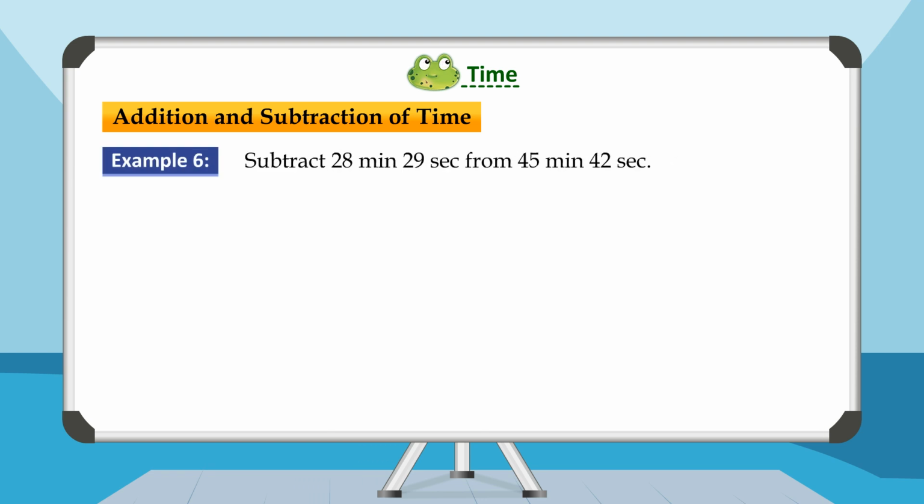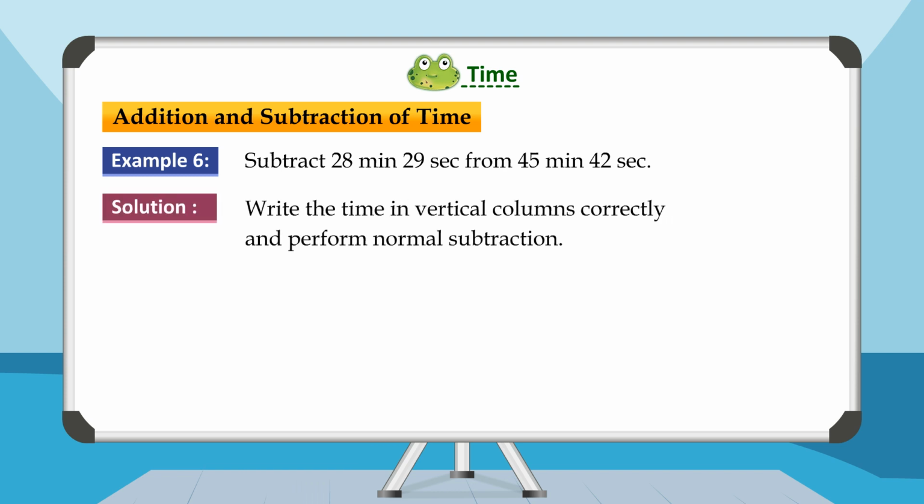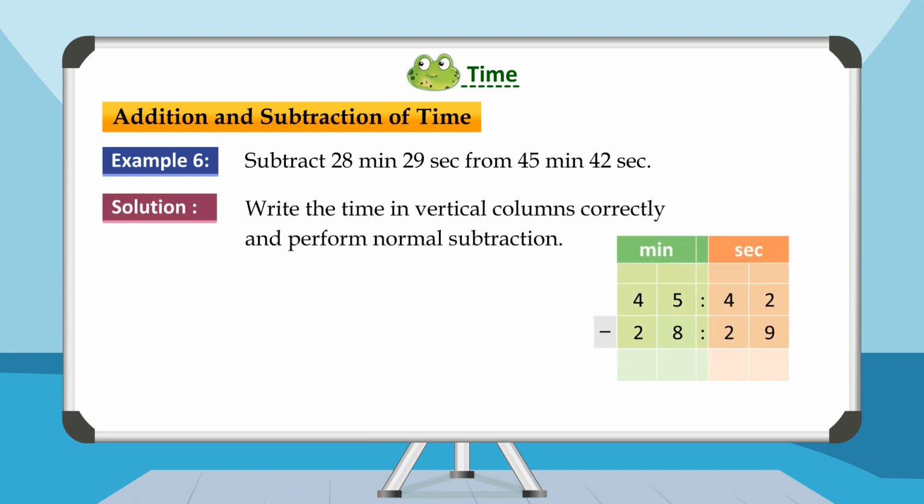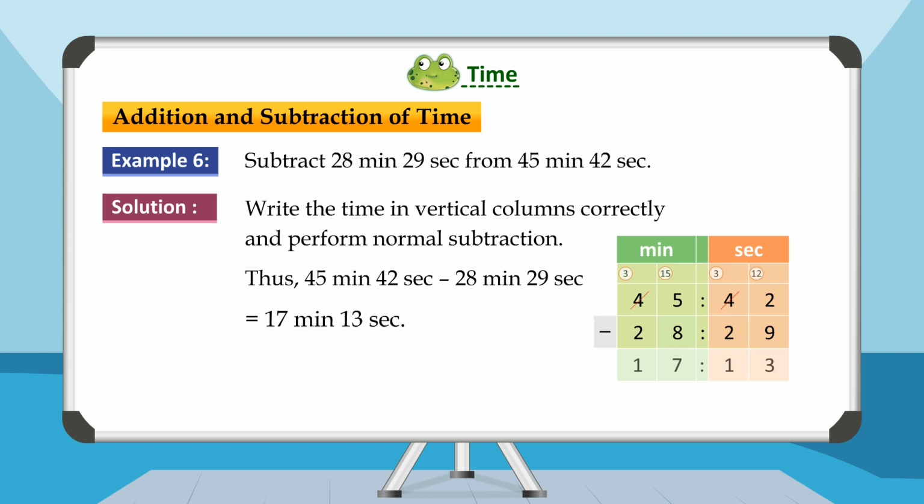Example 6. Subtract 28 minutes 29 seconds from 45 minutes 42 seconds. Solution: write the time in vertical columns correctly and perform normal subtraction. Thus, 45 minutes 42 seconds minus 28 minutes 29 seconds is equal to 17 minutes 13 seconds.